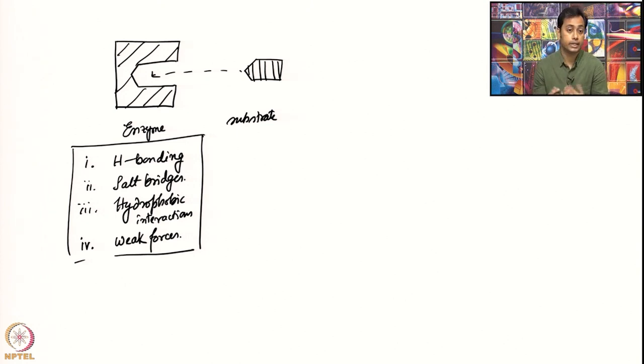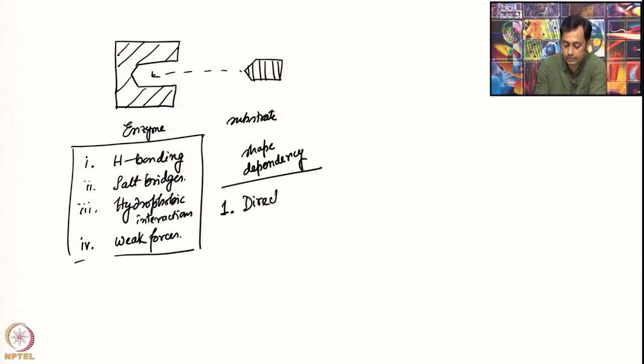But why this particular shape dependency? Because that is a crucial factor why it is a lock-in mechanism. So this lock and key mechanism is coming from this shape dependency, and the shape dependency comes from two different factors. First, directionality of the interactions.